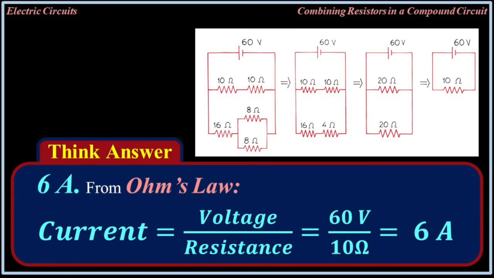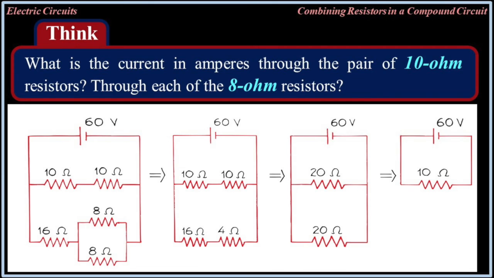Think. Answer: 6 amps. From Ohm's law, current equals voltage over resistance. 60 volts divided by 10 ohms is 6 amps. What is the current in amps through the pair of 10 ohm resistors, through each of the 8 ohm resistors? Remember your series and parallel rules for resistors.